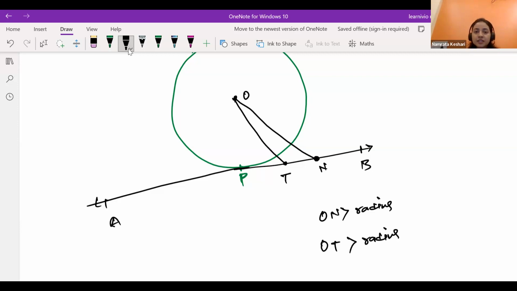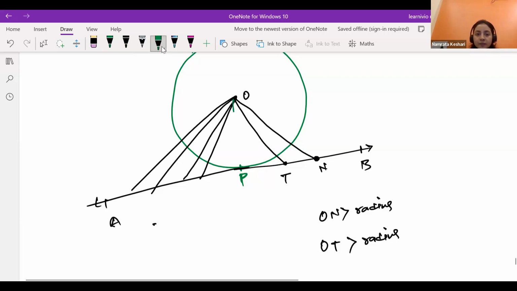Yes, ma'am. Similarly, you will be taking any length and you will find that it is bigger than the radius. So are we saying that this OP is our shortest distance? Yes, this OP is the shortest distance, and because it is the shortest distance, it must be perpendicular. Can we say that from here? Yes, ma'am.